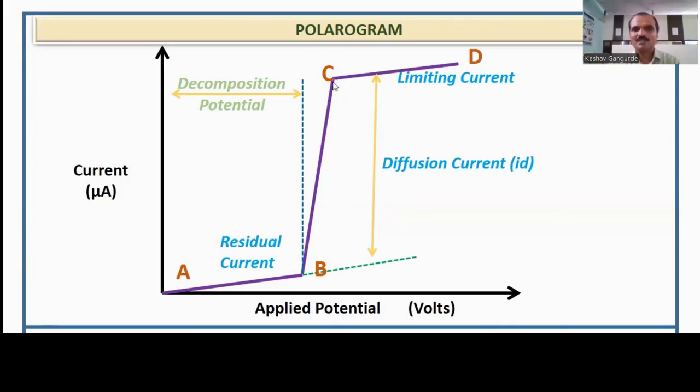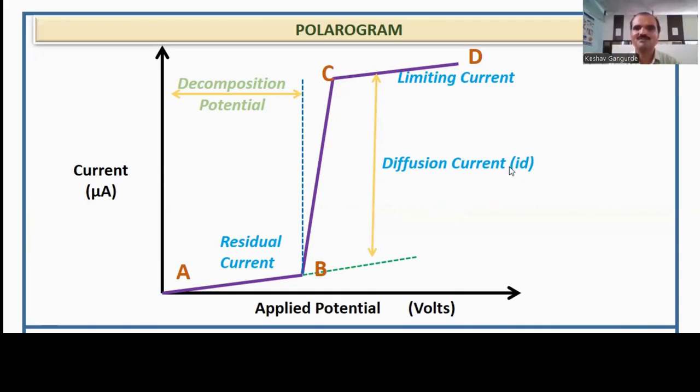Beyond point C, current no longer increases up to point D. It reaches a steady limiting value. Therefore, the current corresponding to curve CD is called the limiting current. The difference between limiting current and residual current is called the diffusion current.